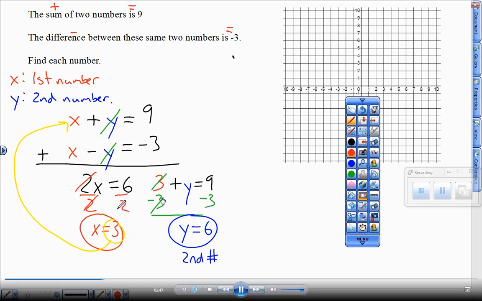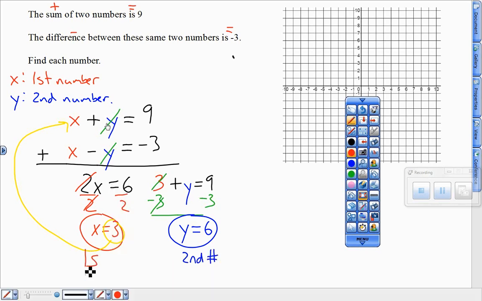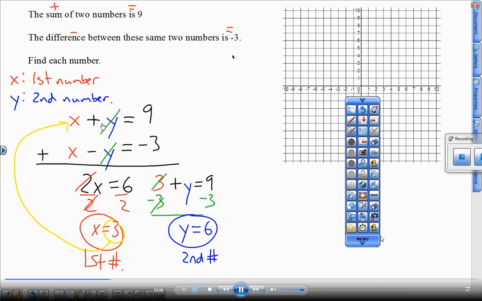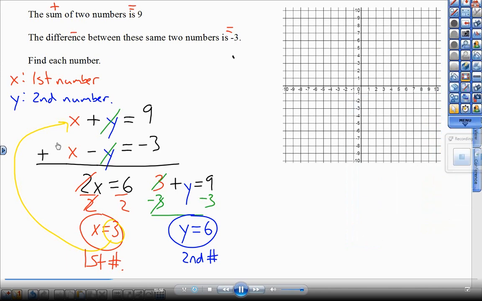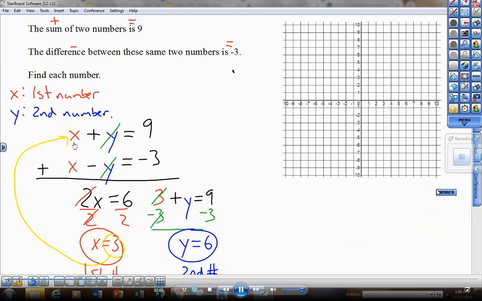That would be 6 plus 3, 9, and 3 minus 6, -3. So 3 plus 6 is 9, 3 minus 6 is -3. I want you to solve this by graphing as well. So my first equation, x plus y equals 9.